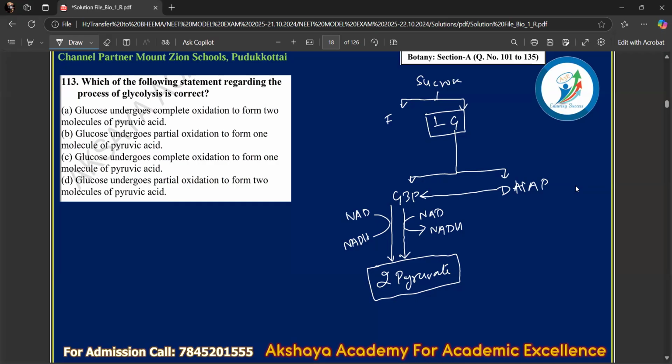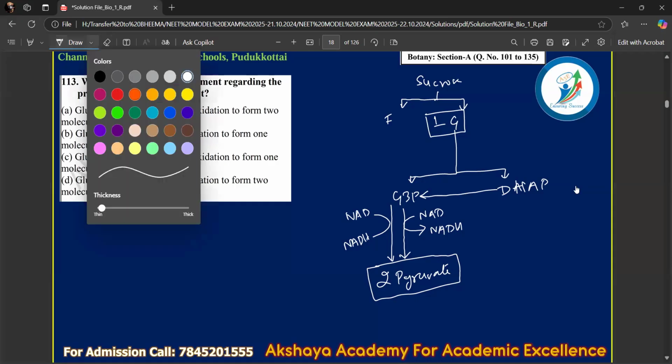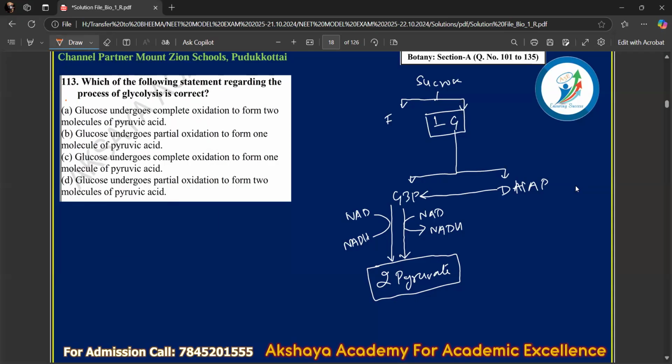So what does the statement say? Let's see. It says a glucose undergoes complete oxidation. So it's not complete oxidation. It's incomplete oxidation to form 2 molecules of pyruvic acid. That's correct, but it's not complete oxidation. Then option B says glucose undergoes partial oxidation. This is correct. But 1 molecule of pyruvic acid is not correct.